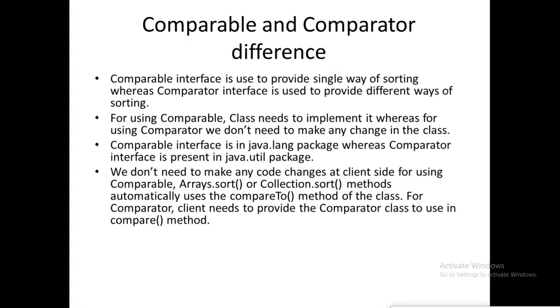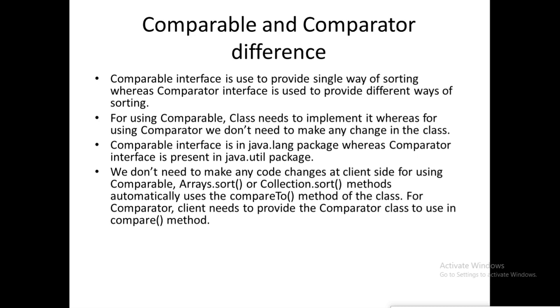The third difference is that the comparable interface is in the java.lang package, whereas comparator is in the java.util package. The last difference is that we don't need to make any code change on the client side for using comparable. The Arrays.sort or Collections.sort method automatically uses the compareTo method of the class.